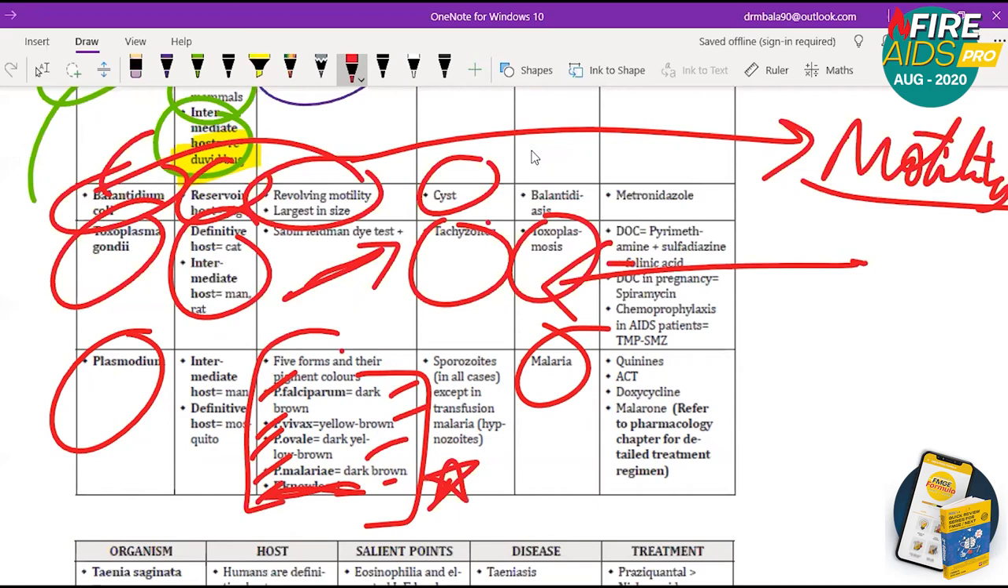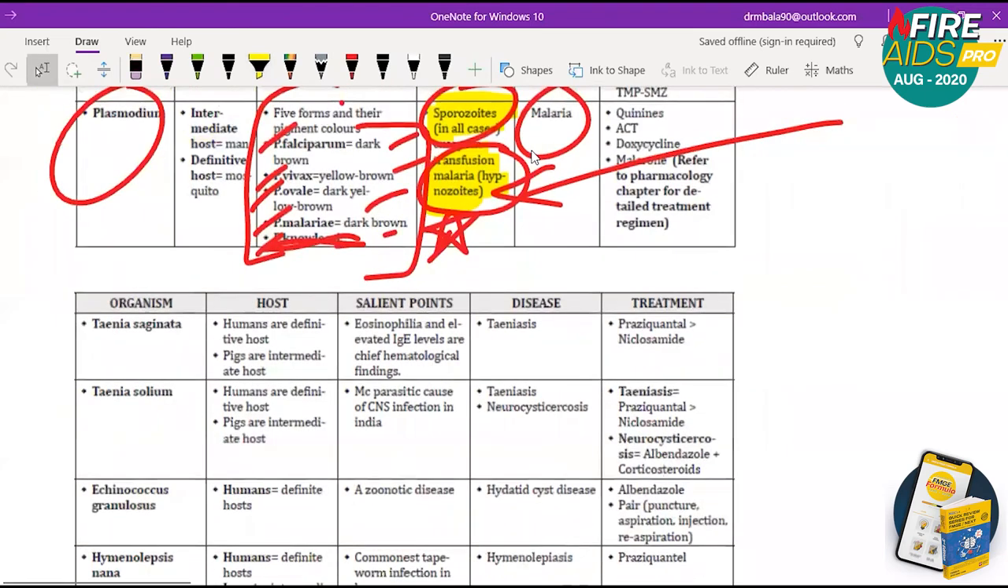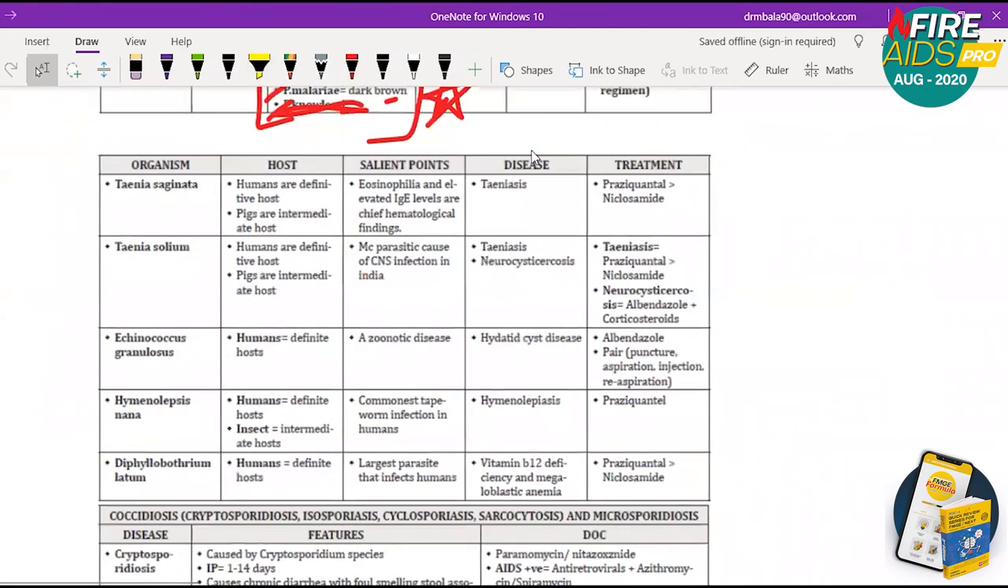The infective form is almost all the time sporozoites, but the only exception is when you get malaria because of blood transfusion, where the infective form is hypnozoites. Transfusion malaria, hypnozoites. But I don't think you'll be getting a question on that. So you could straight away follow sporozoites in almost all cases.